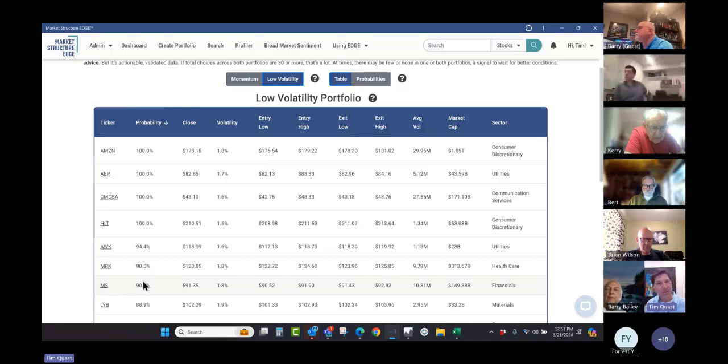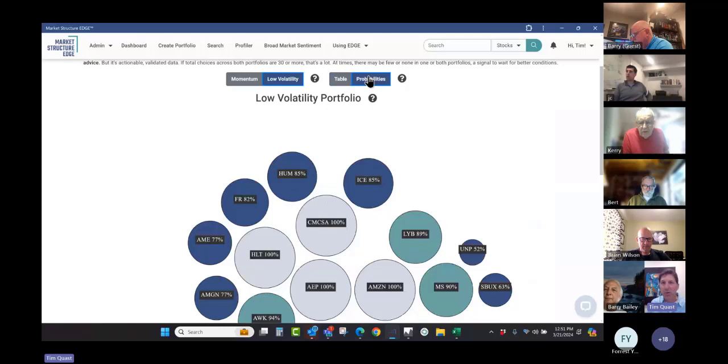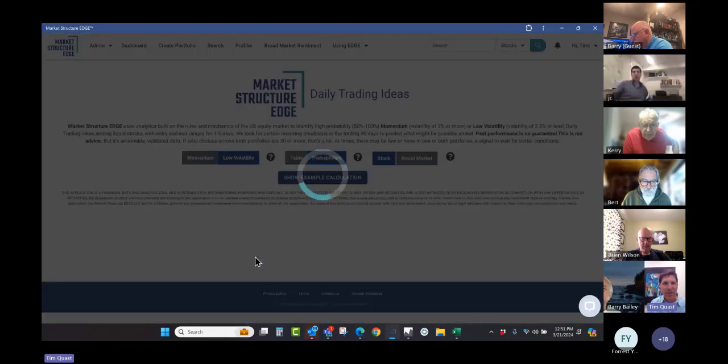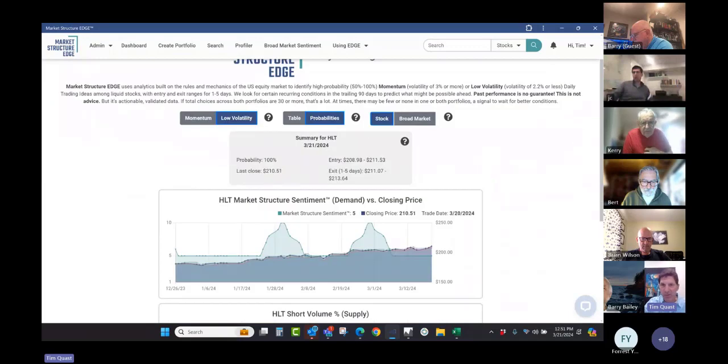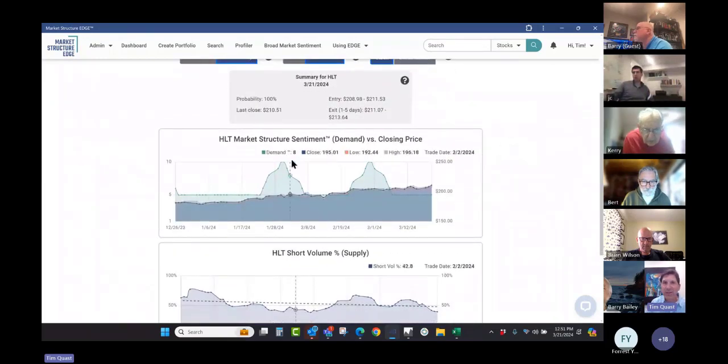Mathematically, we're looking at a fairly limited data set, 90 days, because everything changes. A long data set isn't going to help. Okay, good. Let me then just very quickly show you this. The probability, we can do it by table or by probability. And it just makes it very easy to interact with. If you click through Hilton, I think that's what that is, it will just take you right to this core data for an easy decision making. This is for today, last close, entry range, exit range, and that's looking 1 to 5 days. And what we lost was I was noting how when demand and supply separate, that's where you get more probability of the price moving up, and you get more volatility.